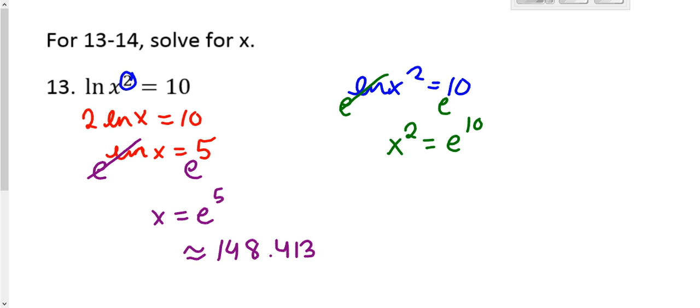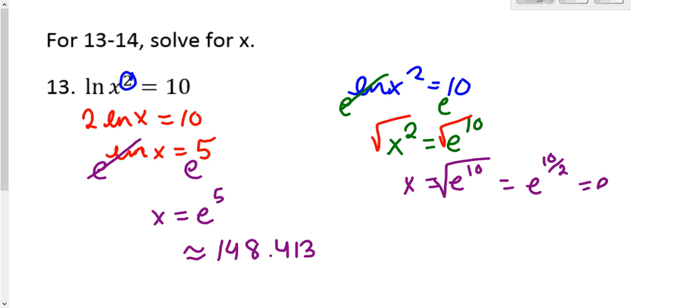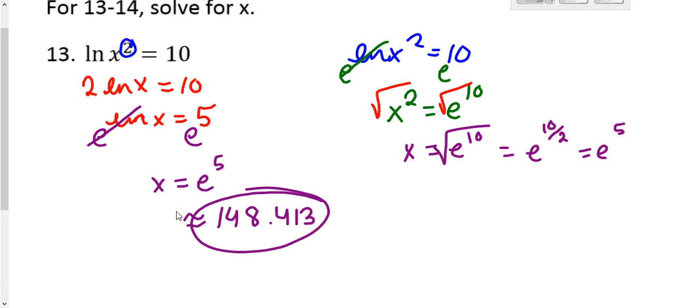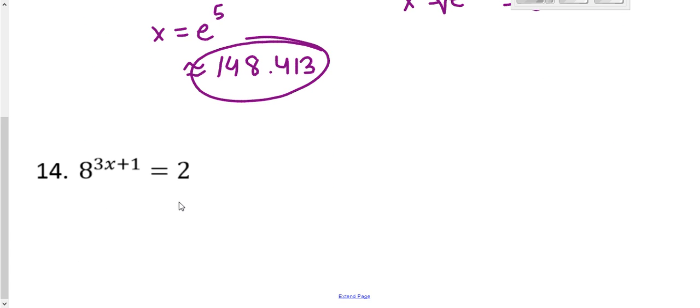And then you'd have to get rid of that squared, so you'd have to square root both sides, and you'd get x equals the square root of e to the 10th. That's also e to the 10 over 2, which is e to the 5th. So no matter what, you're going to come back to that e to the 5th number. So you know you have to use ln's at some point, or e's to undo the ln's. You can use your properties of logarithms or not. It's up to you. You'll get the same answer either way.